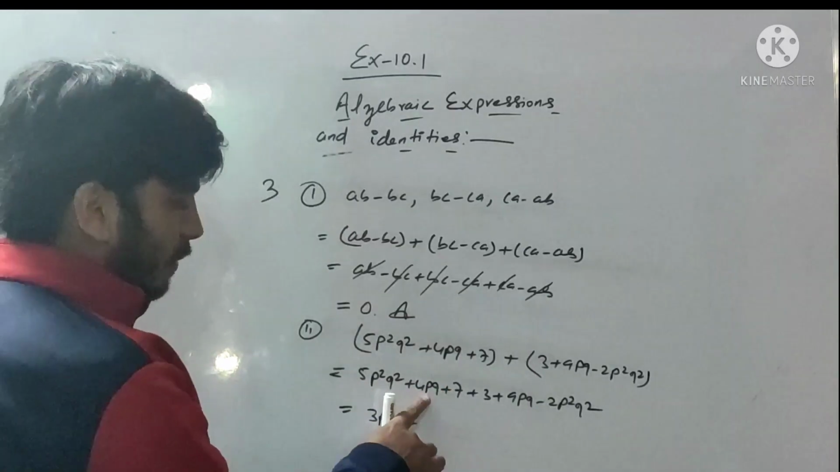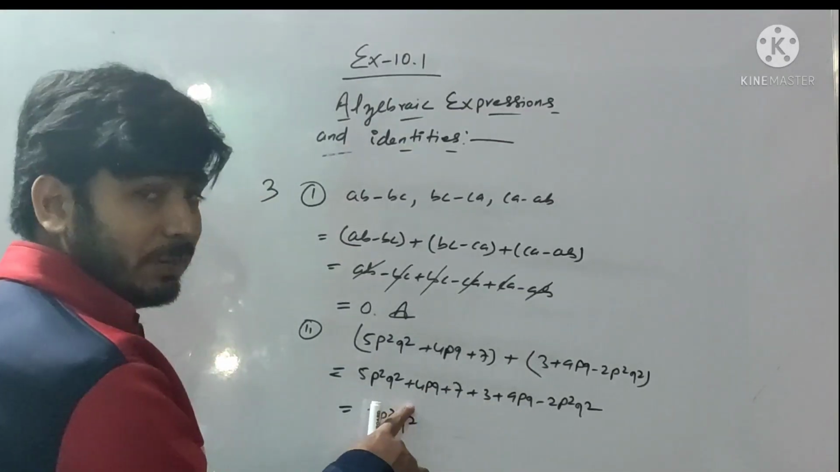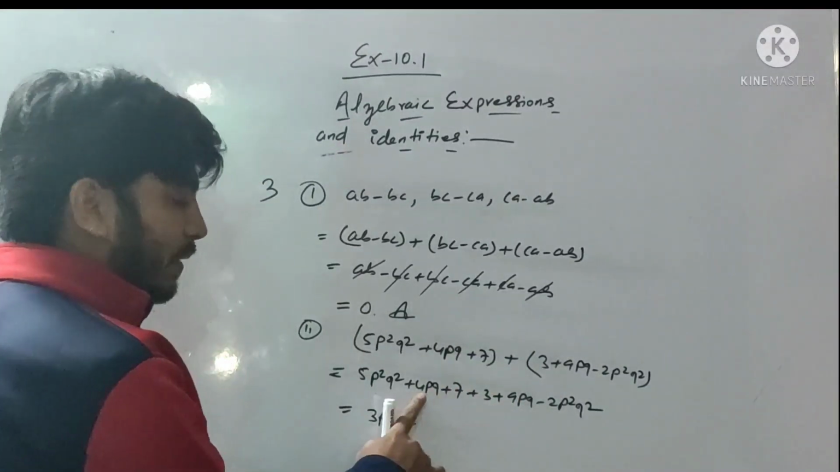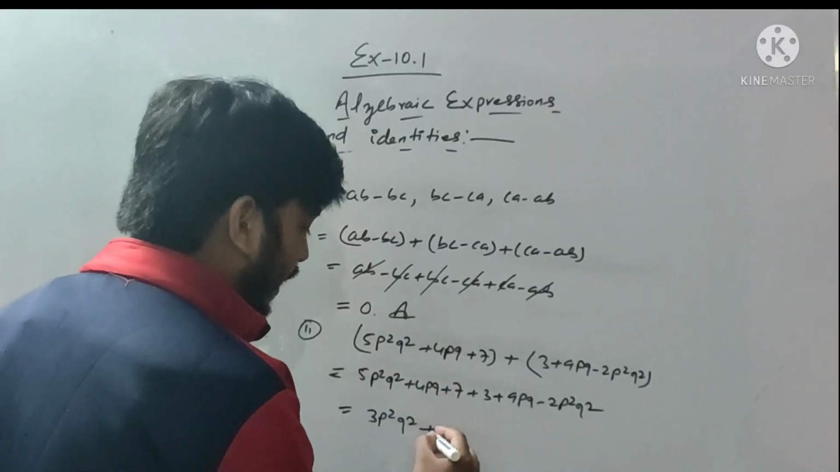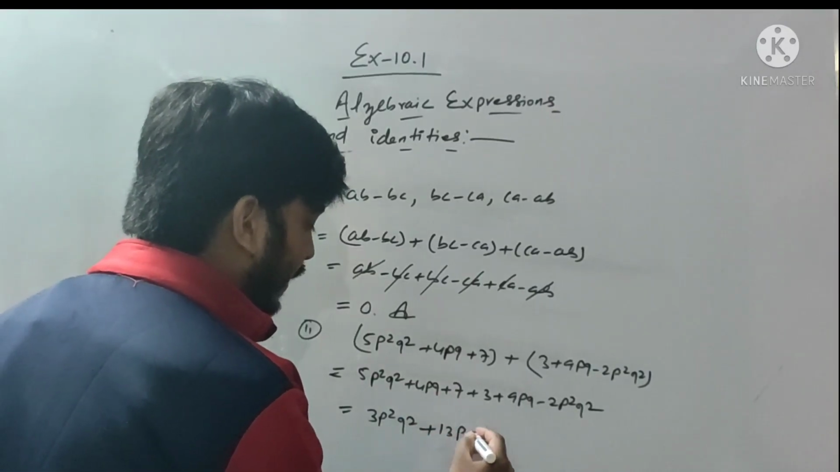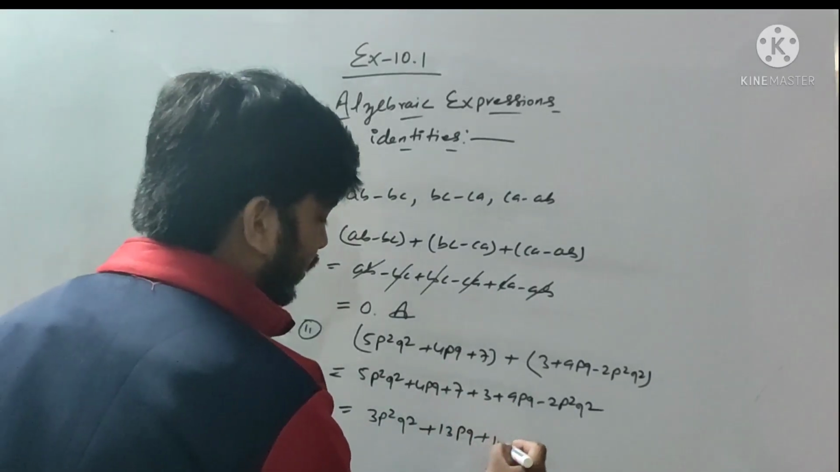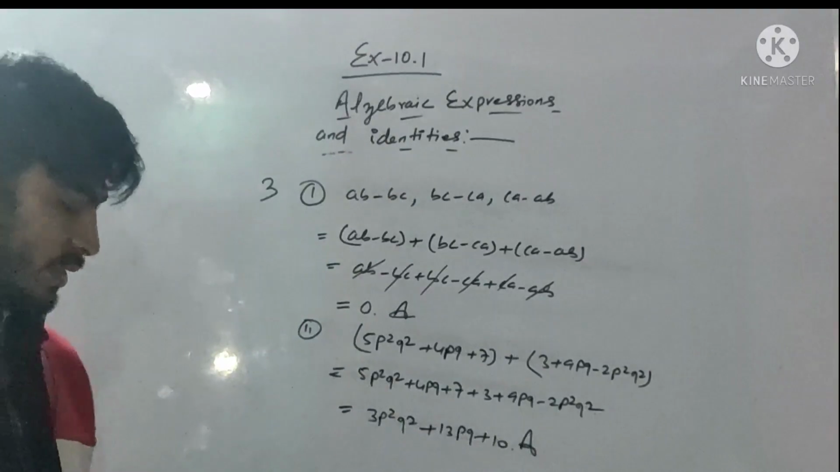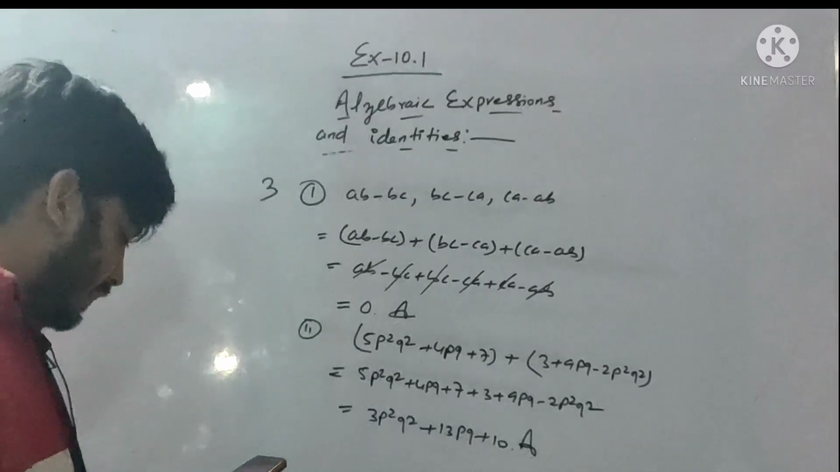Similarly for this term, here pq, here pq. This is plus, this is plus, so plus plus plus. So 9 plus 4 will be 13, and pq. So write here 13pq. And here 7 plus 3 will be 10. So this one is the right answer for question number 2. Okay, now here we have to do question number 3.